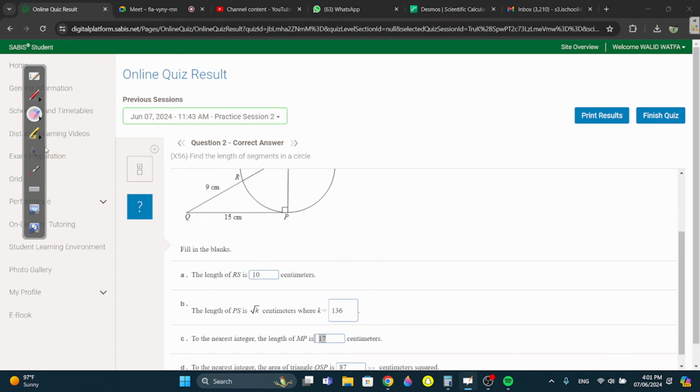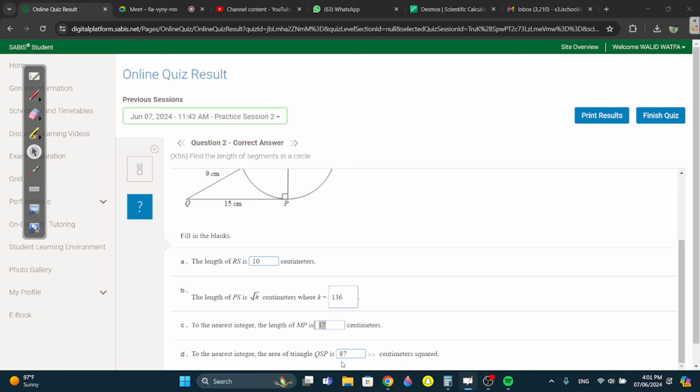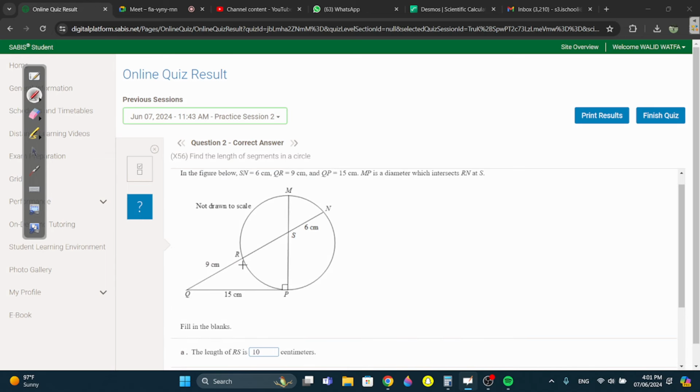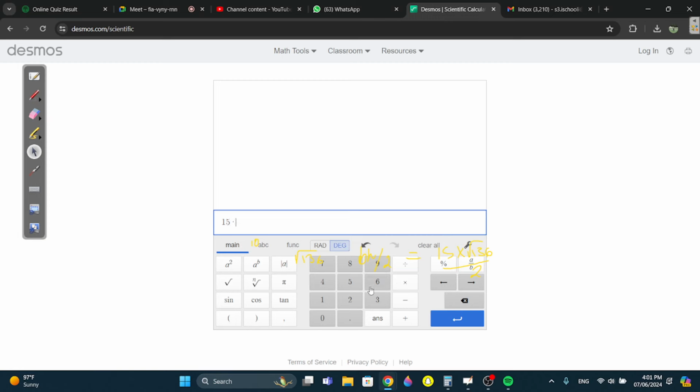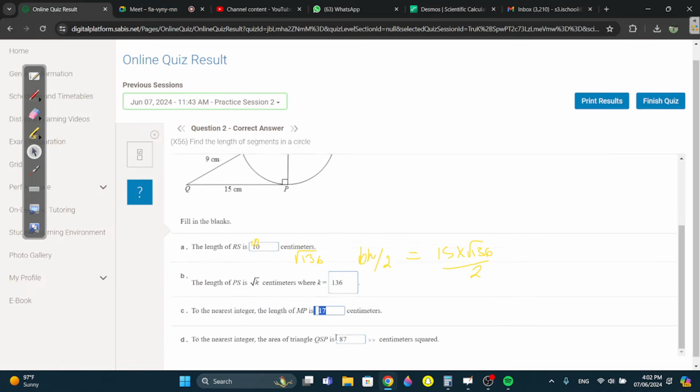Part D, to the nearest integer, the area of triangle QSP. QSP is here. We said root 136 here, and this is 10, but it doesn't really matter. How do you find the area of a triangle? It's BH over 2. So it's going to be base times height, 15 times root 136 over 2. If you put that on a calculator, 15 times root 136 divided by 2, you're going to get 87.4. So to the nearest integer, it would be 87.